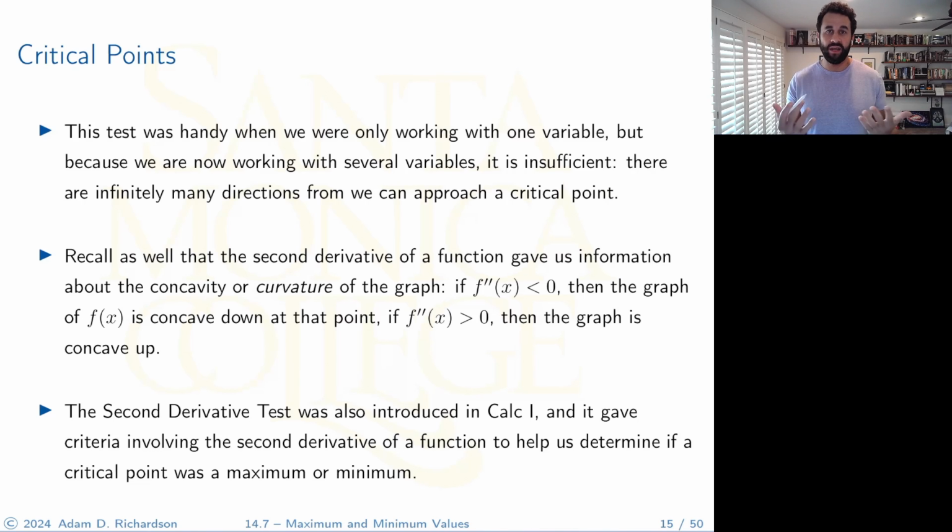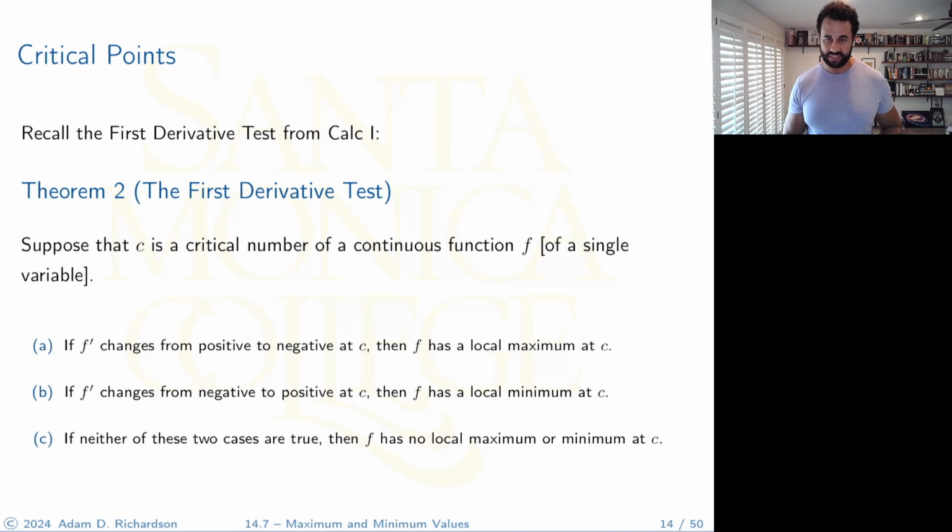There are infinitely many ways you can approach a critical point. I could approach it this way, this way, this way, this way. Things get more complicated when you have more dimensions, right? The beauty of this test was there was only one way, or maybe I'll say two ways, but really one way to approach your critical number. And it was from the left or from the right. That was it.